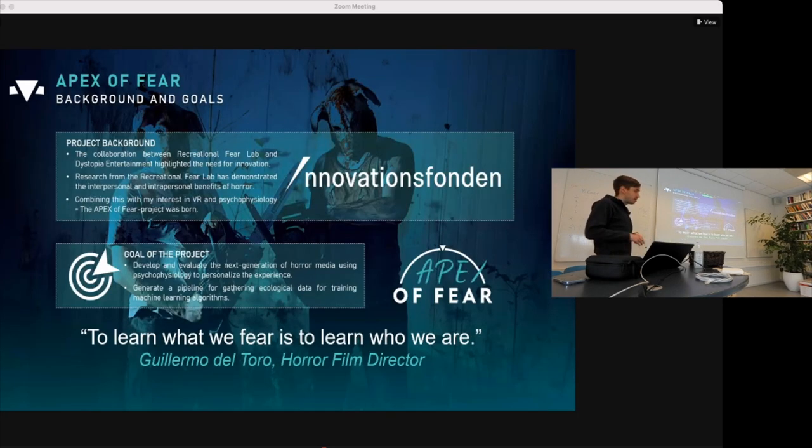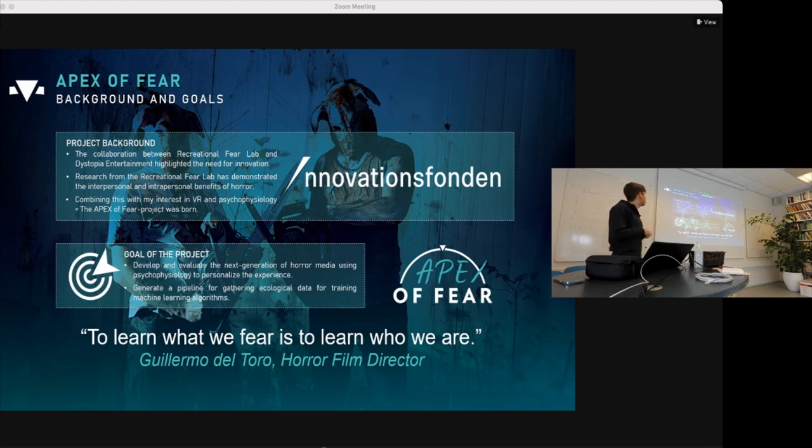The Apex of Fear project, which is why I'm here today, is, as Matthias mentioned, a new project that we've started in our collaboration, but it actually stems from the collaboration that Recreational Fear Lab has had with Dystopia Entertainment, which is a haunted house facility in Vejle. They have been doing research for a number of years now, this very exciting, more ecological research, measuring in situ people running around this haunted maze. That's what sparked the idea of the Apex of Fear project, which is very much about measuring and capturing data in an ecological setting.